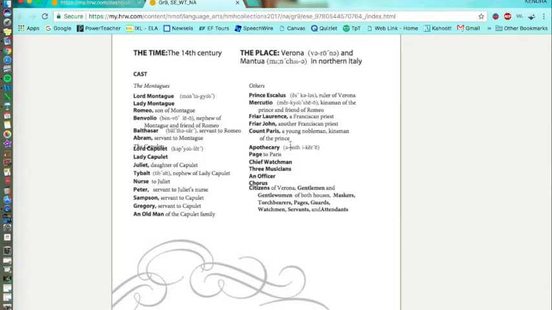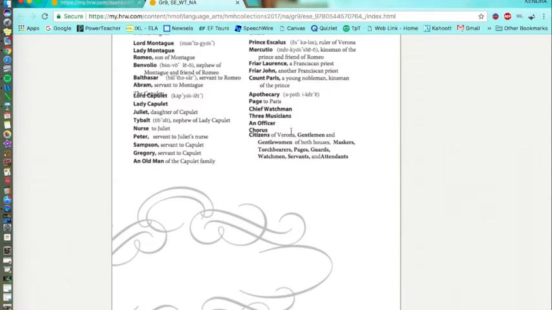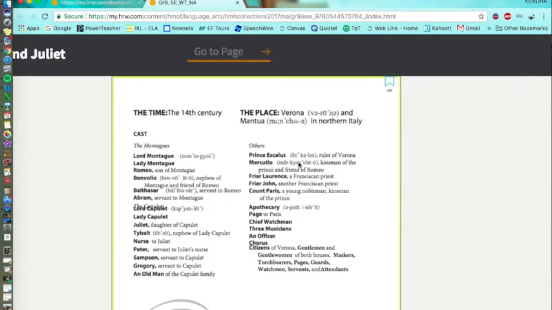Oh, make sure you're filling out your character sheet. I should have said that at the beginning. Yikes. Then we have the apothecary, and he's going to play a special role toward the end. We have a page to Paris, chief watchman, 3 musicians, an officer, the chorus, and citizens of Verona. And those are just like extras. All right? So we have our characters.